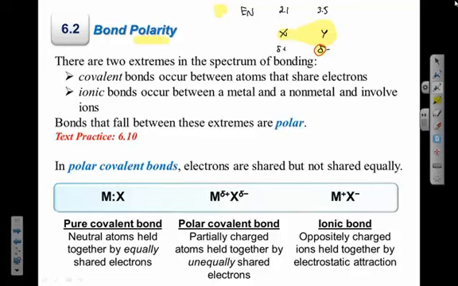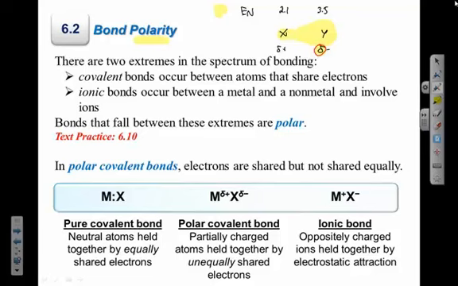So the textbook focuses a lot on categorizing bonds as covalent, nonpolar covalent, polar covalent, and ionic. And that's useful. It's useful to use those categories to talk about the compounds. But really, those distinctions are not real. Okay? There's a spectrum of possibilities from completely nonpolar covalent to almost completely ionic and everything in between.